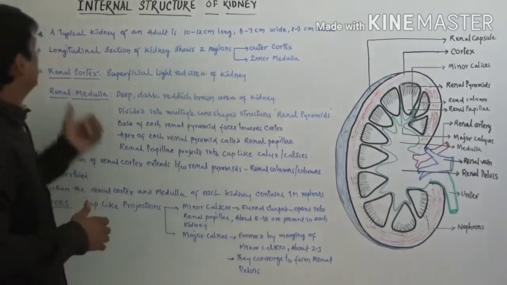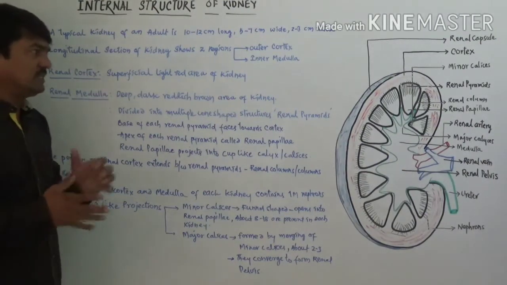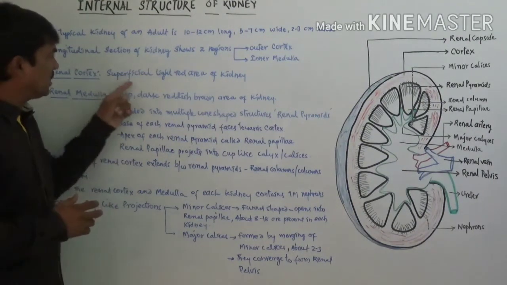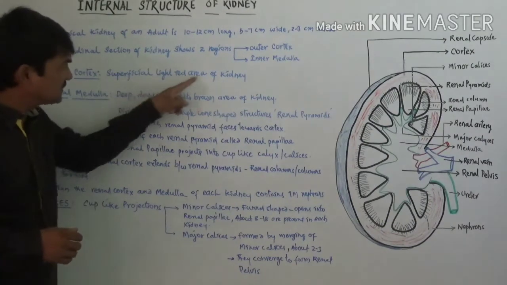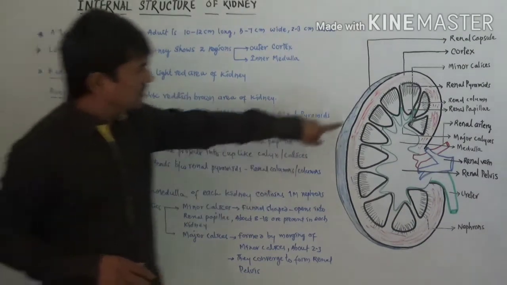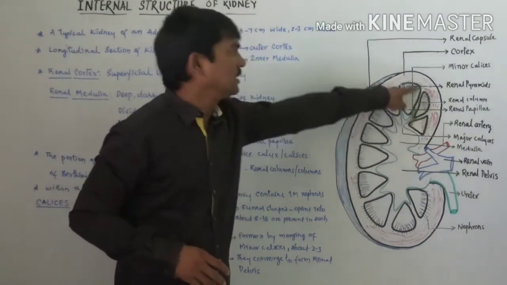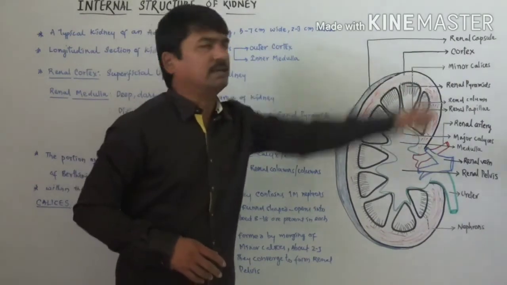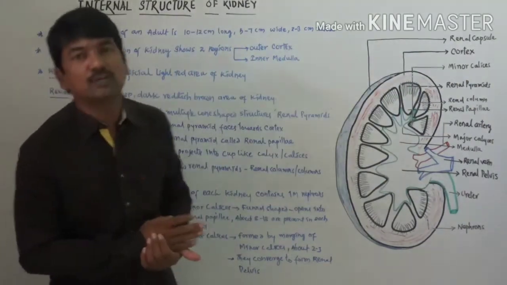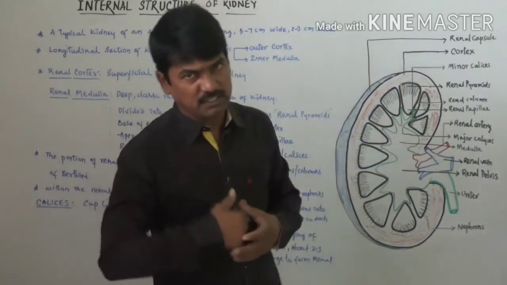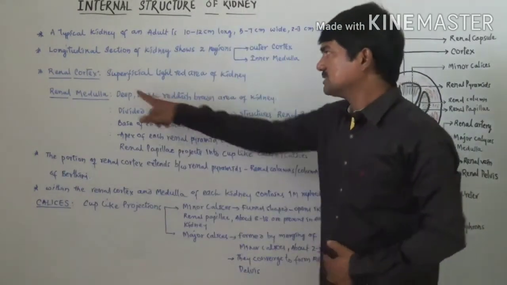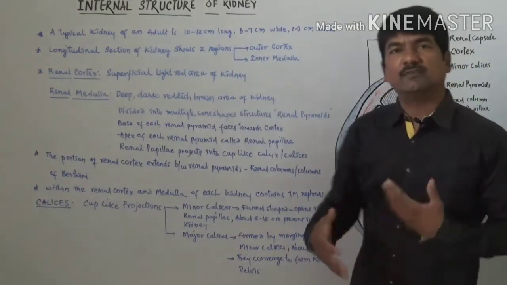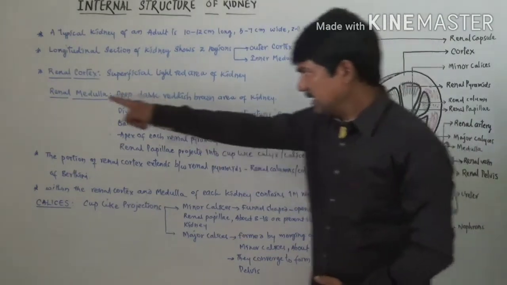And next, the renal cortex. What is the renal cortex here? The renal cortex is the superficial light red area of the kidney. That part is known as cortex. So the cortex is the outermost part of the kidney, and it appears like a superficial light red area of the kidney.